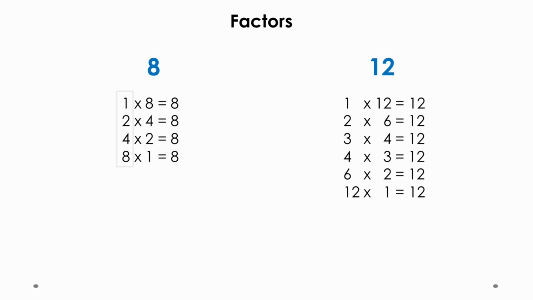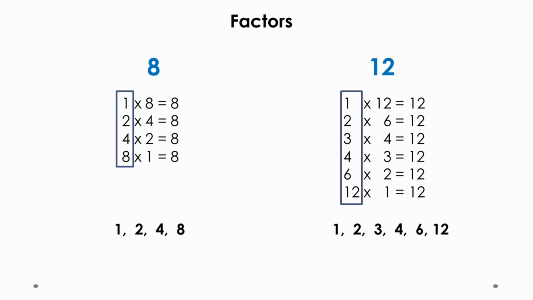Here we see that 1, 2, 4, and 8 are the factors of 8. 1, 2, 3, 4, 6, and 12 are the factors of 12. Do we see any common factors here? Yes. 1, 2, and 4 are the common factors of 8 and 12.